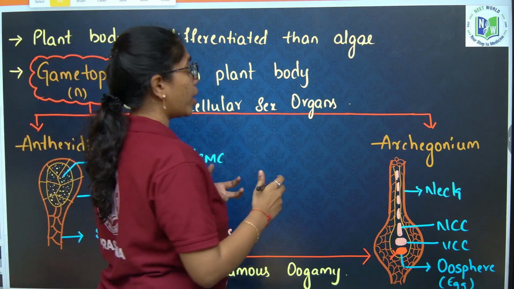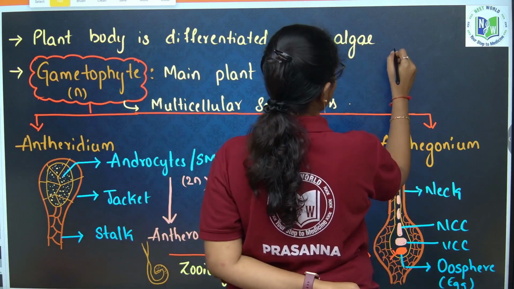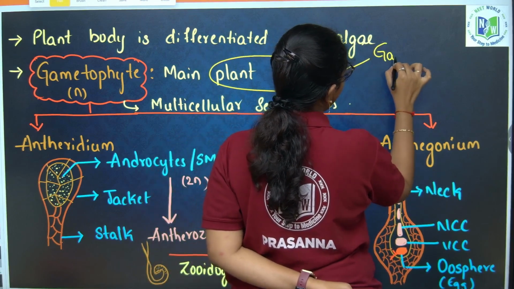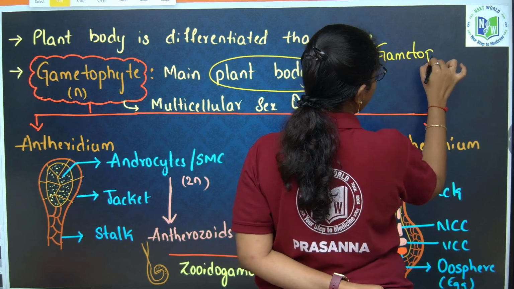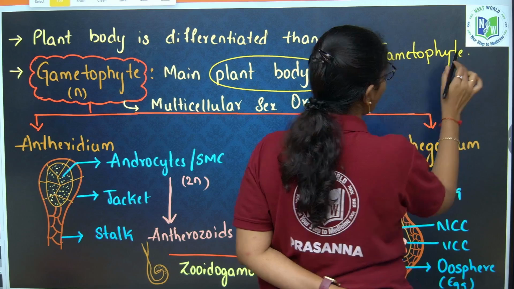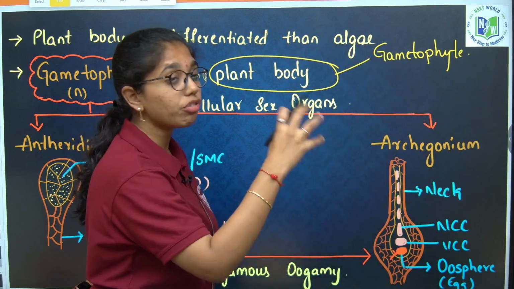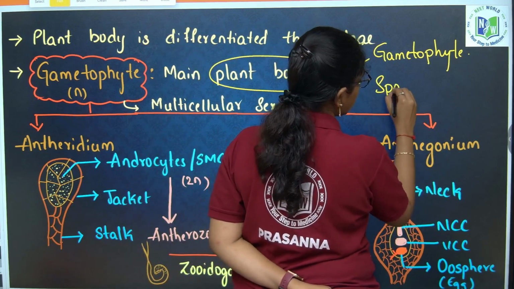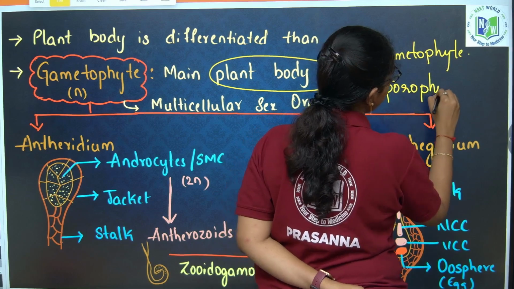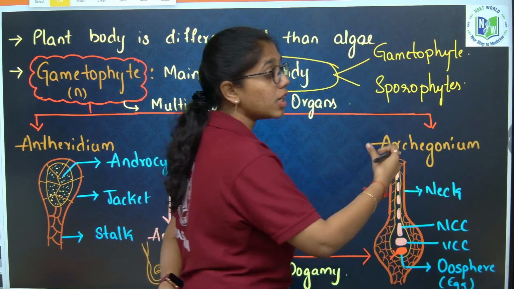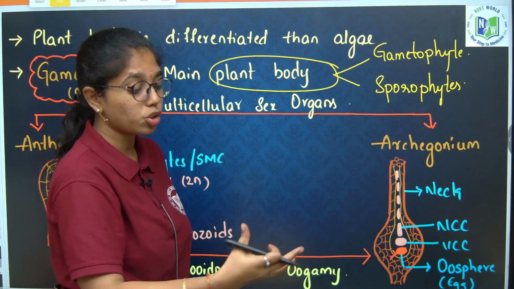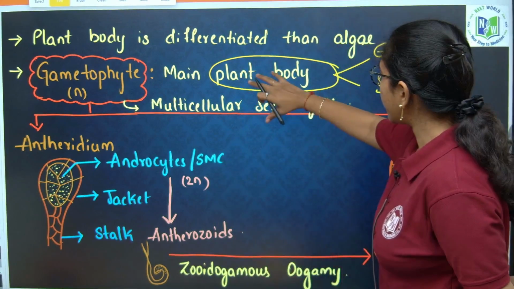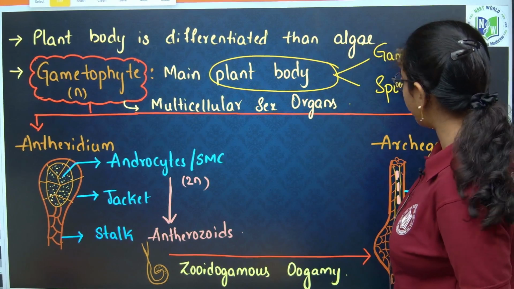In any plant body there are two phases. One is gametophyte. Gametophyte means what, ma? The one which bears the sex organs and releases the gametes. And the second is sporophyte. Second is what, beta? Sporophyte, the one which releases spores. These spores, when they land on suitable substrata, develop into a new plant body. Clear? So a plant body has two structures. What are they? Gametophyte and sporophyte.